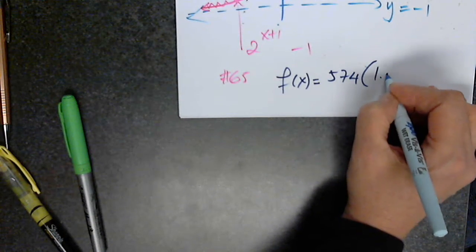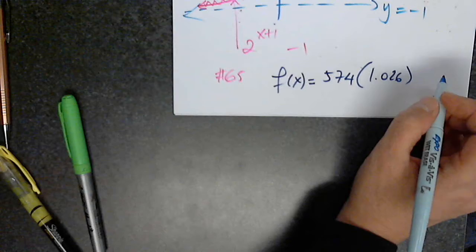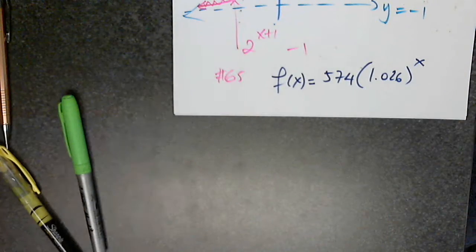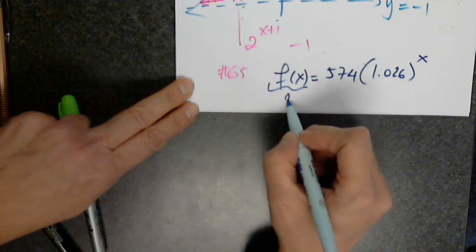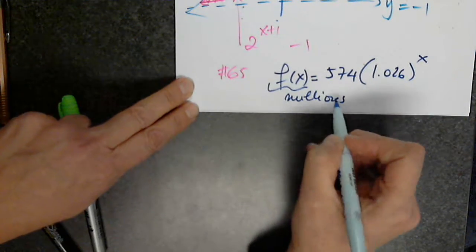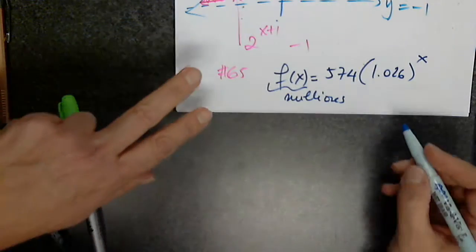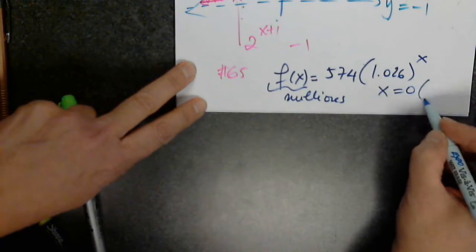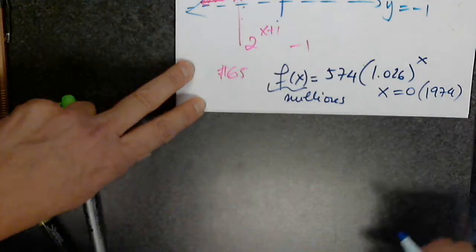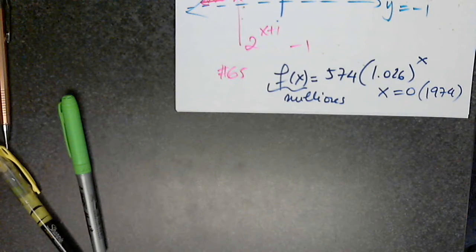574 parentheses 1.026 parentheses are not required here, but that's fine. Models the population of India, f of x in millions, and x years after 1974. X equals 0 represents 1974. Substitute 0 for x, and without using a calculator, find India's population in 1974.